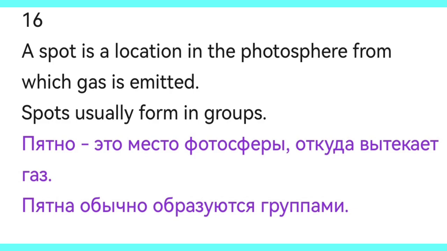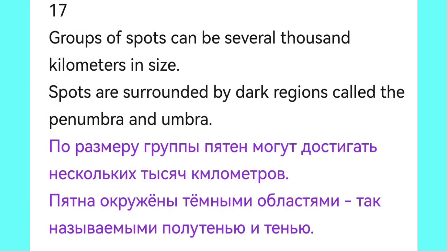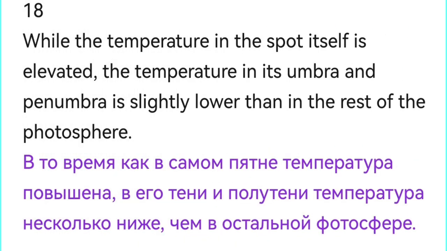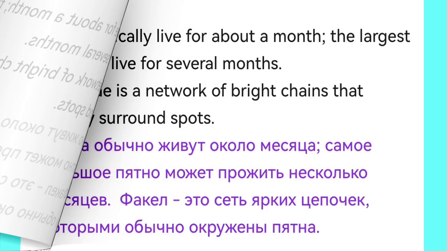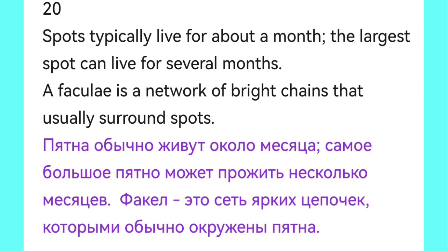Spots usually form in groups. Spot groups can be several thousand kilometers in size. Spots are surrounded by dark regions called the penumbra and umbra. While the temperature in the spot itself is elevated, the temperature in its umbra and penumbra is slightly lower than in the rest of the photosphere. Spots have a very strong magnetic field. In spots and umbras, the field strength is several thousand times greater. Spots typically live for about a month. The largest spot can live for several months.